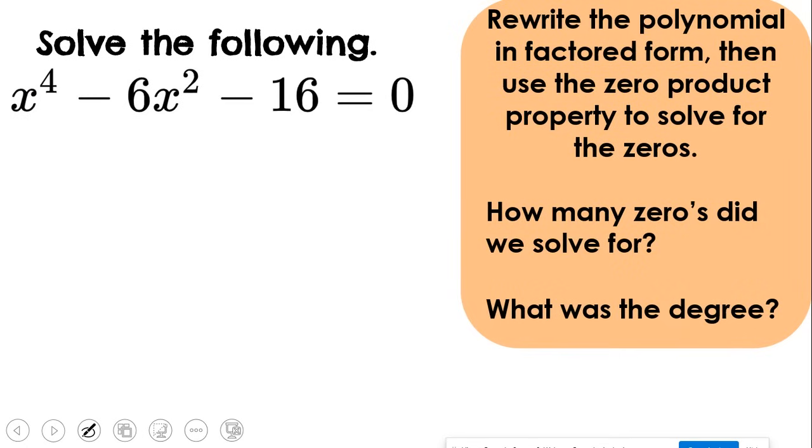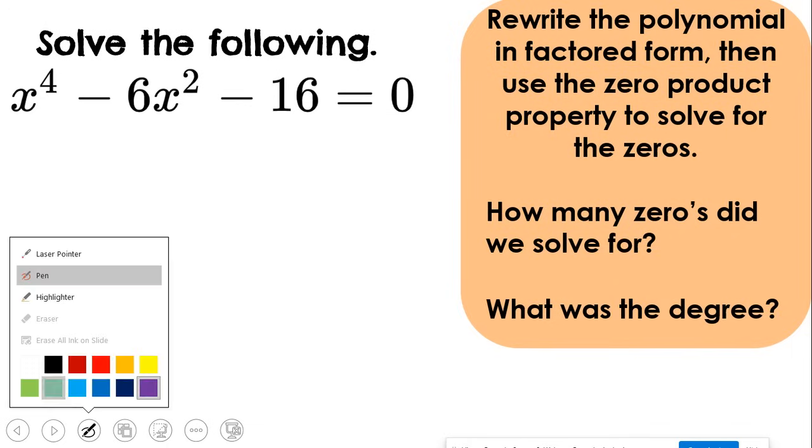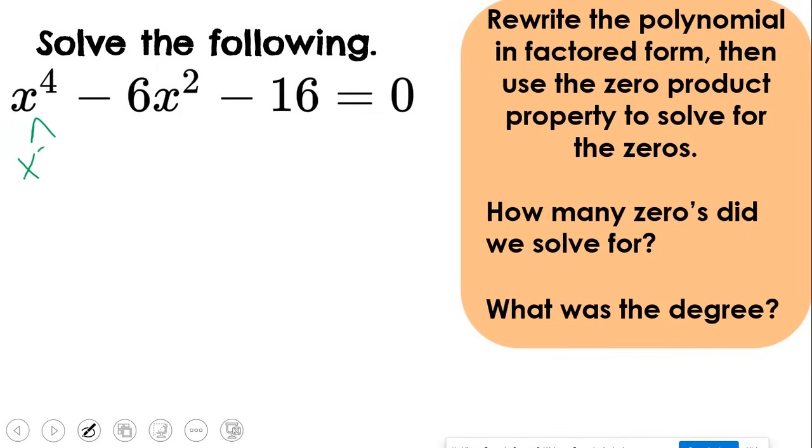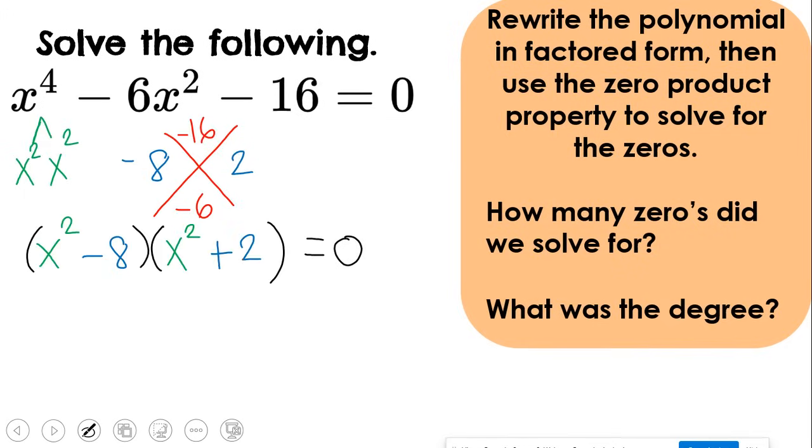This is x to the fourth minus 6x squared minus 16 is equal to 0. The only difference in this problem is now this guy is x to the fourth, which is x squared times x squared. But we're still going to ask ourselves what multiplies to the last term, negative 16, but adds up to negative 6. And that, my friends, is going to be 8 times 2, where 8 is negative. We go to factor this, and since it's a degree 4 polynomial, our factor pairs are x squared minus 8 and x squared plus 2.